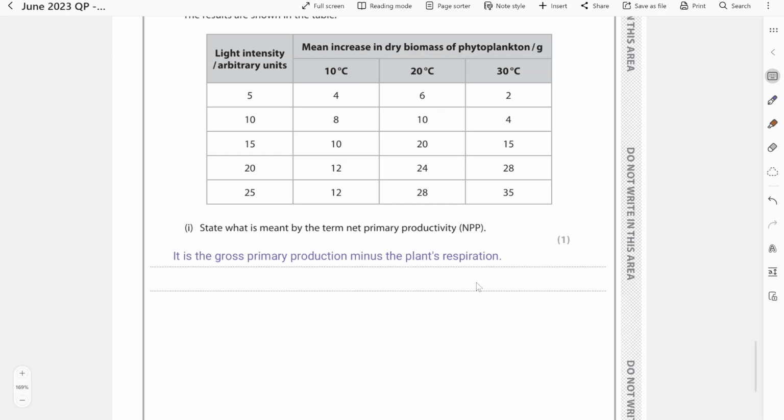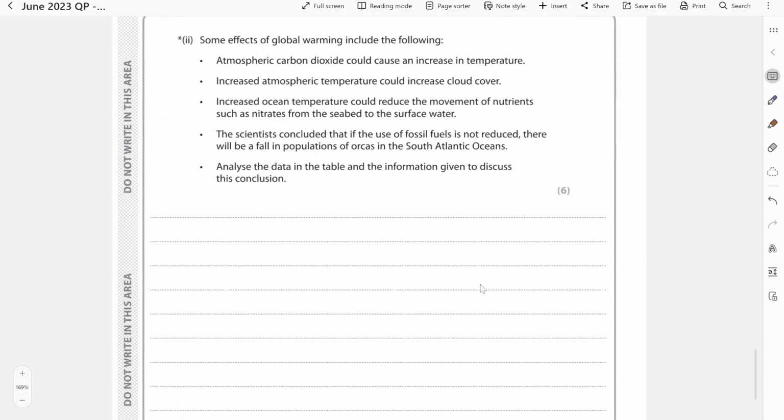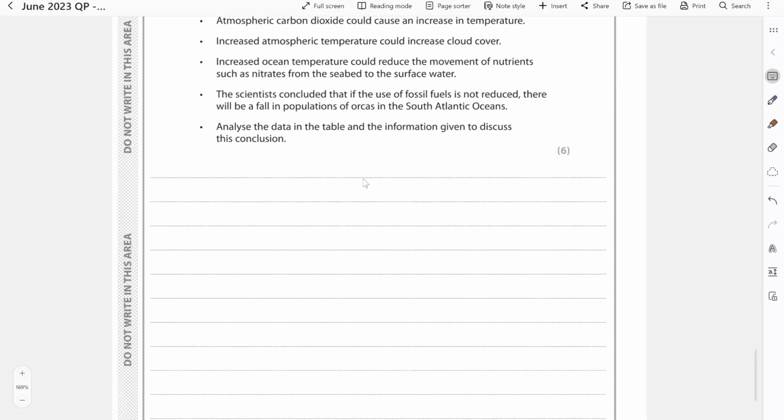This is what I wrote. You can also say GPP minus R, and they do accept that as the answer. Part 2. Some effects of global warming include atmospheric carbon dioxide causing an increase in temperature, and that can cause increased cloud cover, and increased ocean temperature would reduce the movement of nutrients such as nitrates from the seabed to the surface water. Scientists concluded that if the use of fossil fuels is not reduced, there would be a fall in populations of orcas. Analyze the data in the table and the information given to discuss this conclusion.